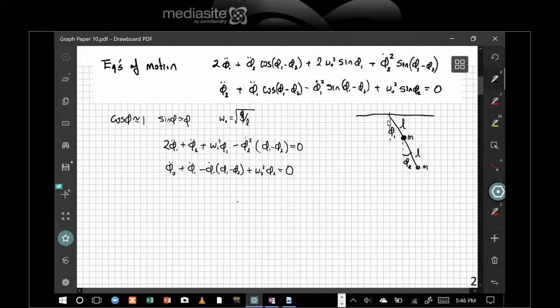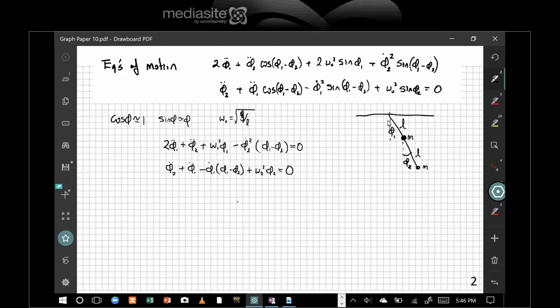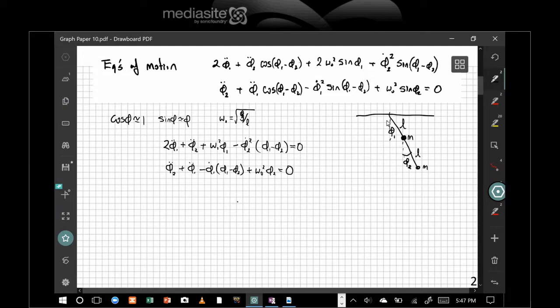Now those equations still look pretty complicated. So what I'm also going to do at this point is assume that the angles are small and don't vary with respect to each other too much. So I'm going to assume that phi1 is close to phi2. What that's going to do is drop out these terms that have a difference of phi1 minus phi2, since they're small and close to each other. So then my equations of motion get a little more simple.